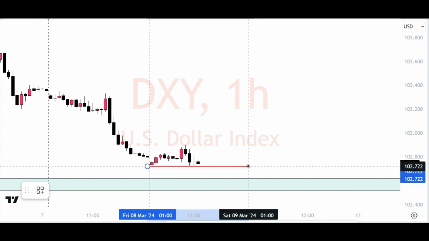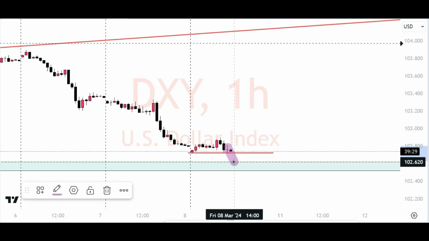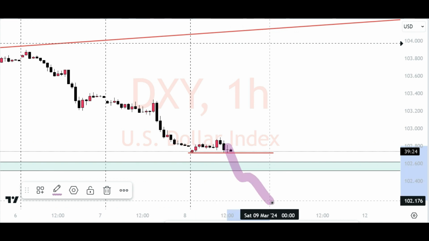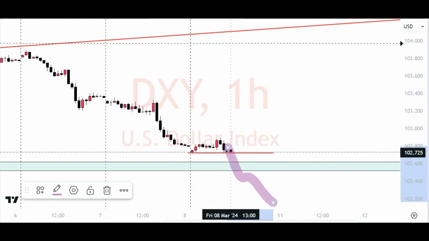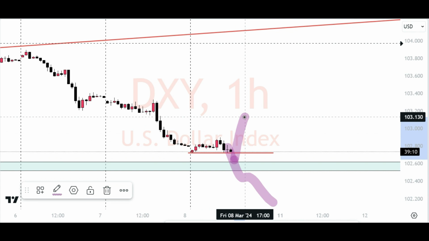If the market breaks this line and then breaks down here, breaks that area and then comes back up, retests it to go down before 3 p.m. today, then it will signal to me that we're really going down. But if the market just comes up from that area, then it's signaling to me that we're really going up.